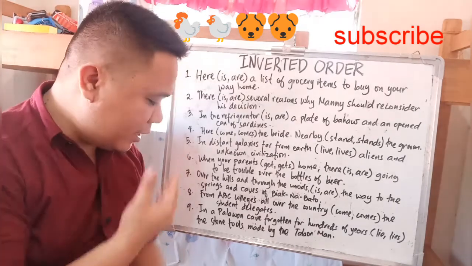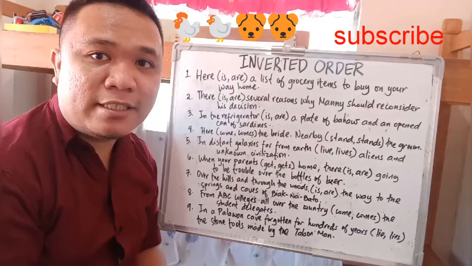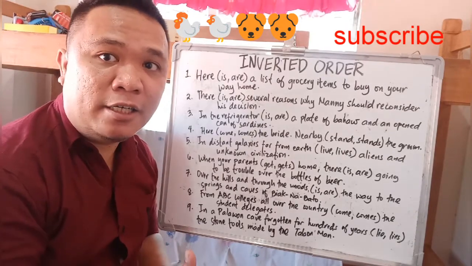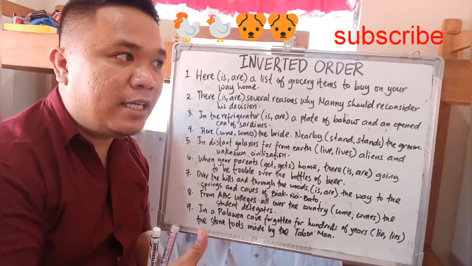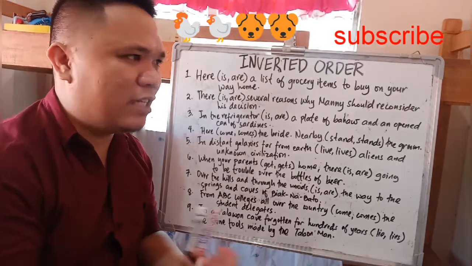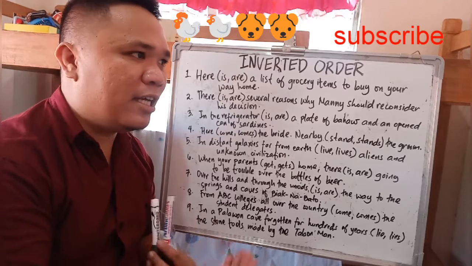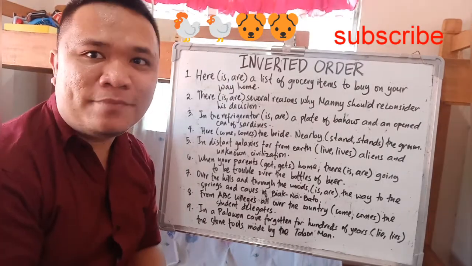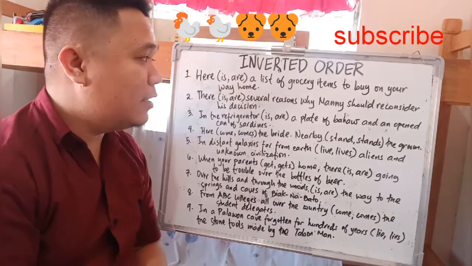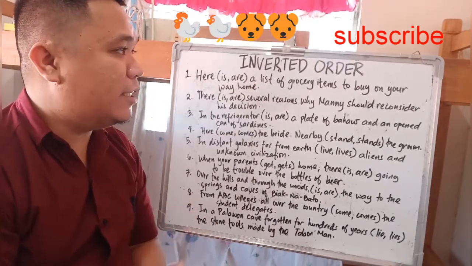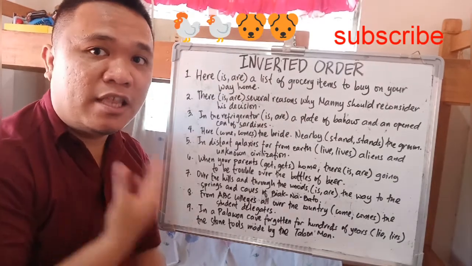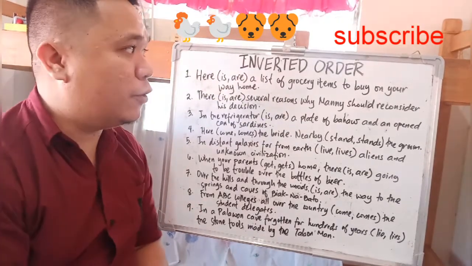So I have here 9 sentences with the inverted order. Later on, we will transform them into a natural order. Okay? So let's begin with sentence number 1. Here is our list of grocery items to buy on your way home. So this is an example of inverted order.